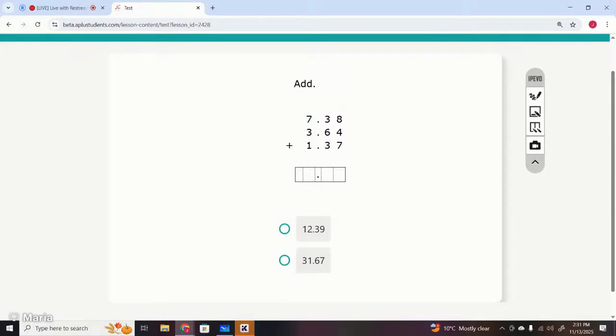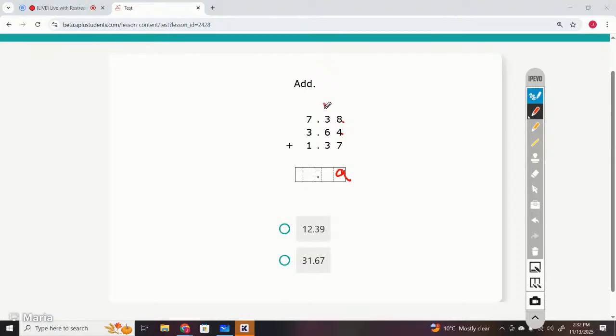Okay, the next one is add 7.38, 3.64, and 1.37. 8 and 4, 12, and 7, 19, right? 9 and carry 1. 6, 7, 8, 9, 10, 11, 12, 13, right? 3 and carry 1.